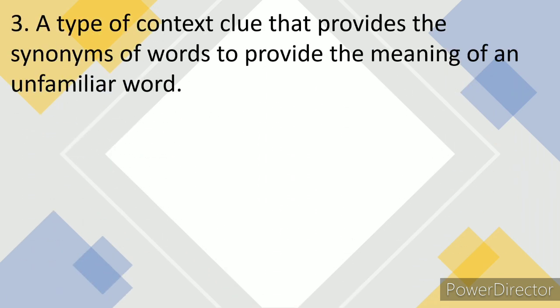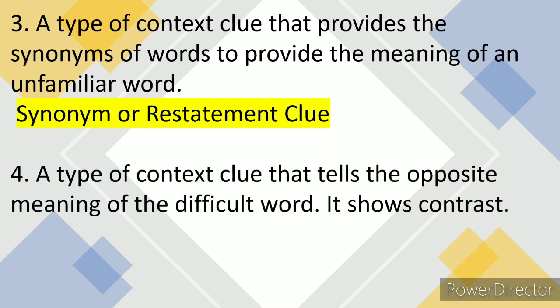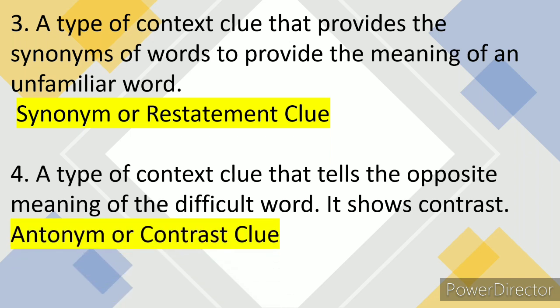Number 3, a type of context clue that provides synonyms of words to provide the meaning of an unfamiliar word. The answer is synonym or restatement clue. Number 4, a type of context clue that tells the opposite meaning of the difficult word. It shows contrast. The answer is antonym or contrast clue.